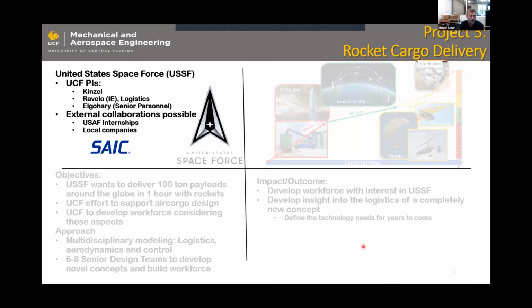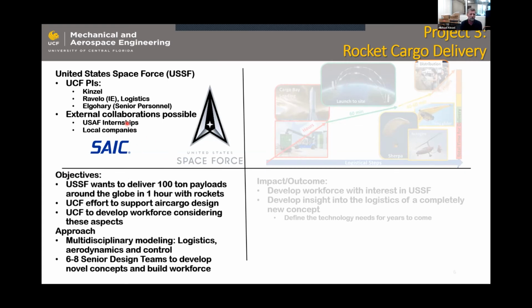The last project I want to talk about is one that's just recently funded. It's with the Space Force. What we have here is a collaboration with SAIC and Space Force. Well, actually, SAIC is going to support us. They aren't collaborating with us, but they are providing internships as well as the Air Force to students. So it's an interesting project.